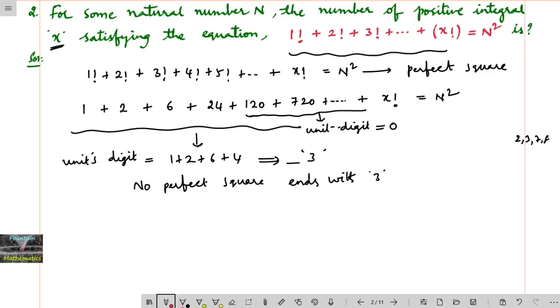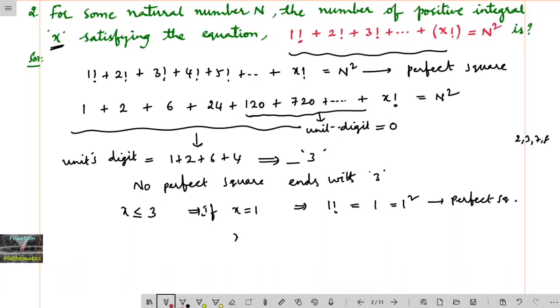So if 3 is not to be the unit digit, what are the possibilities we can consider for x factorial? We cannot go up to even 4 factorial. The possibilities can be taken only up to 3 factorial, so x should be less than or equal to 3. Suppose x is equal to 1, then we have only 1 factorial. The first number itself is 1, which is equal to 1. 1 is a perfect square number. This is a perfect square.